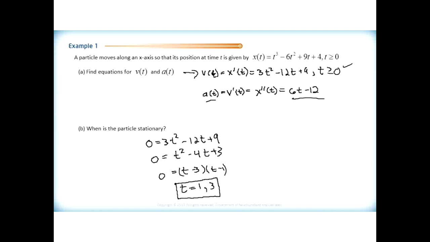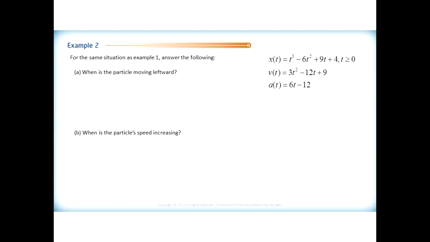Okay? Alrighty, let's try another one. For the same situation as in example 1, all of those equations that we just derived are rewritten here. We're asked to decide when the particle is moving leftward. Okay, so this is a little more interesting now. What we saw is that the particle was stopped at times t equals 1 and 3.